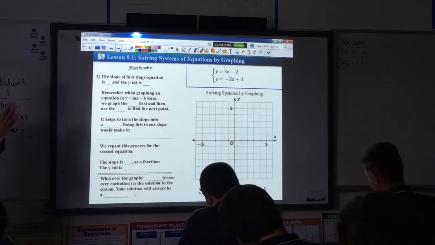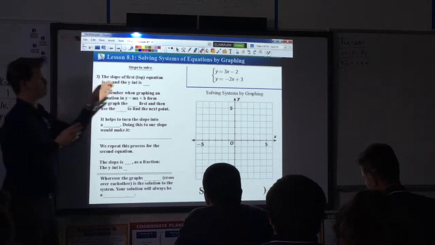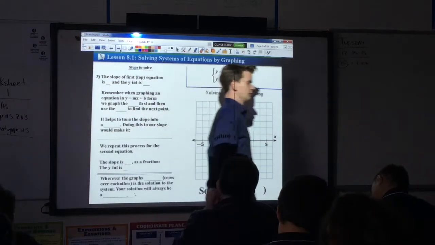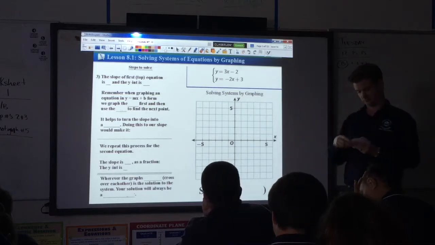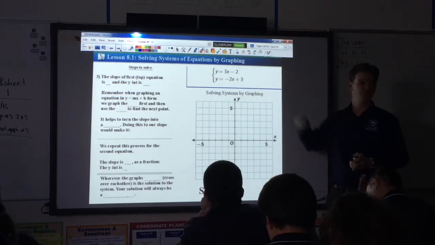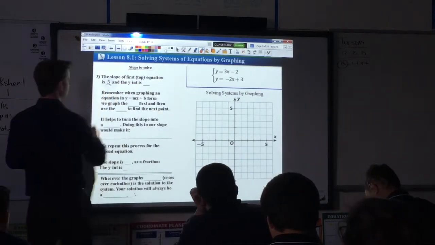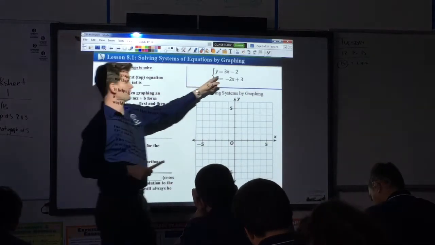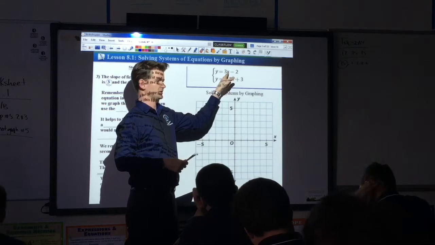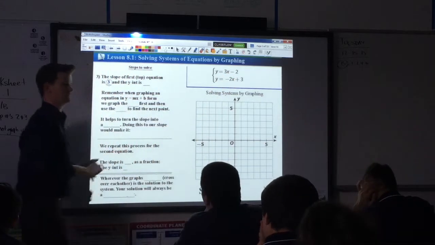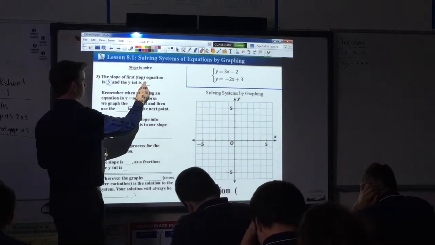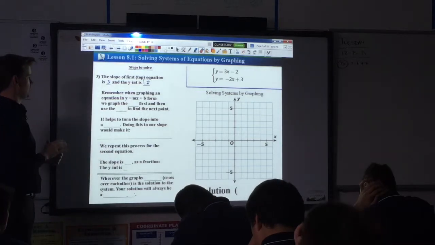All right, so we want to look at the first equation. The top equation, we have y equals 3x minus 2. Looking at the top equation, what's the slope there? The slope is 3, because it's the m, the number next to the x. That's my m, that's my slope. And then, what's the y-intercept? Negative 2. Okay, so we have the slope, we have the y-intercept.